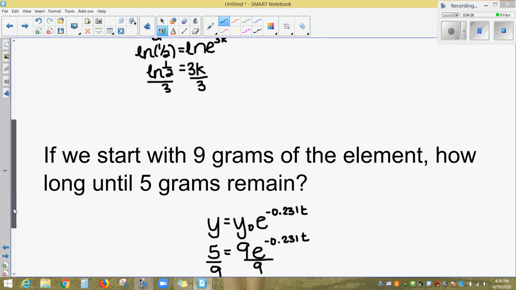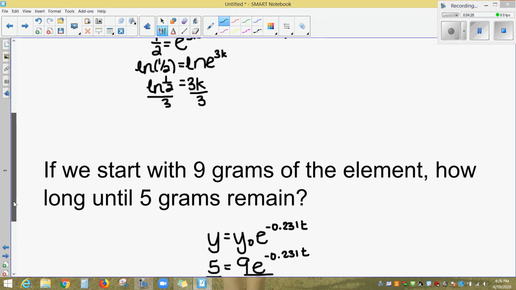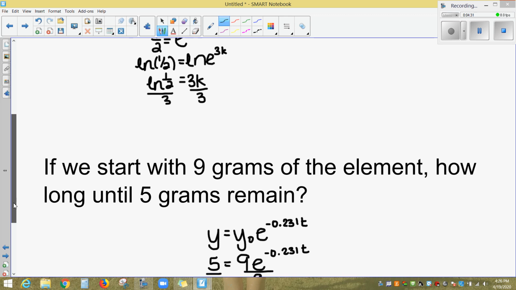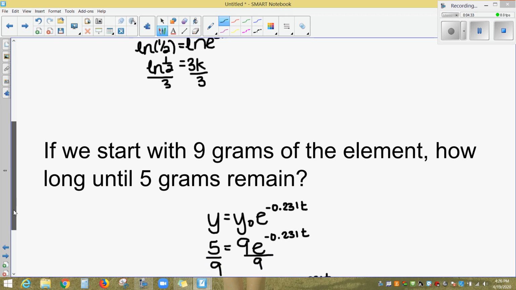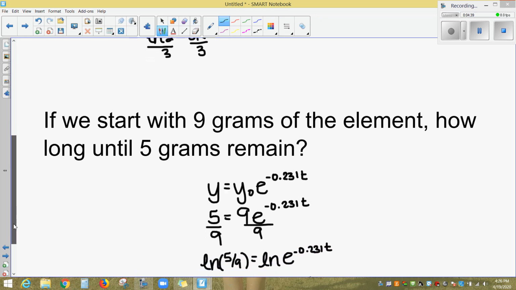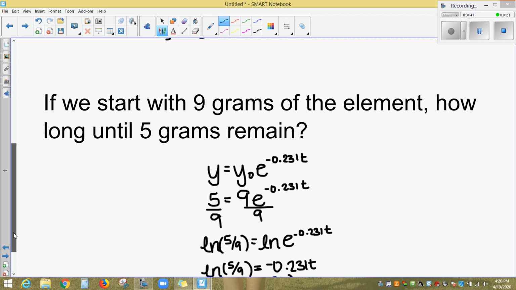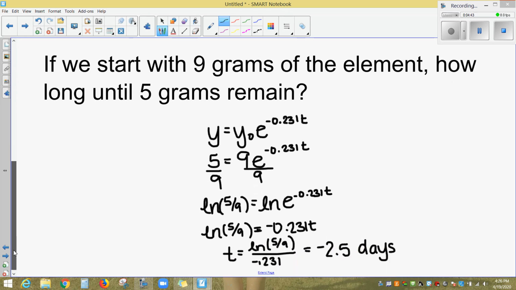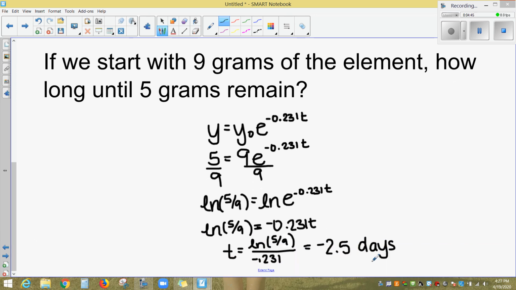So we said we want to figure out how long until only 5 grams remain. I'm going to try to scroll down and not make you too dizzy. Don't forget we have to divide out that 9 first to keep things as concise as possible. And then we take the natural log of both sides, which on the right just leaves the exponent. When we divide both sides by negative 0.231, we do not get a negative time. We get a positive time of 2.5 days.